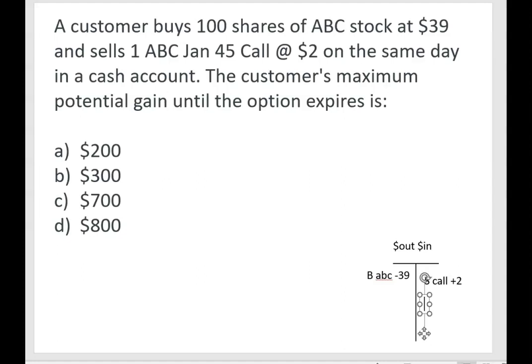So let's go ahead and assume that happens. We're now going to sell ABC at the strike price of $45. So if 39 goes out and 47 comes in, what's our maximum possible gain? $800. $8 a share times 100 shares.